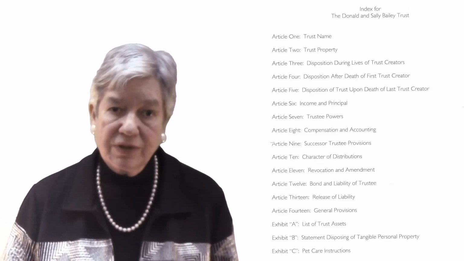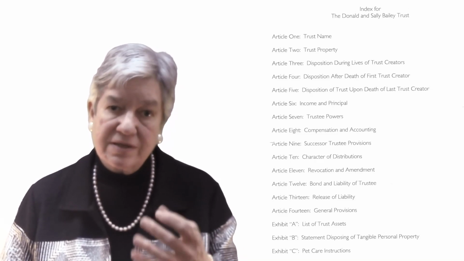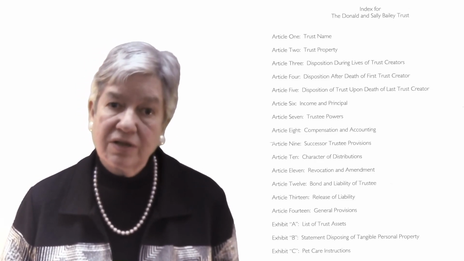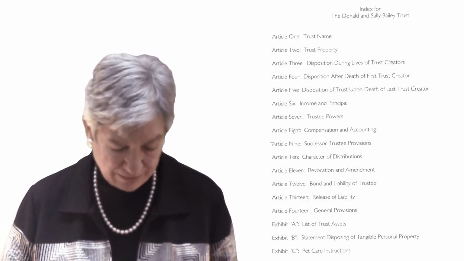Article 11 says you can revoke or amend this trust whenever you want. This is a grantor trust or a revocable trust. You can put assets in, you can take assets out, you can change who's the trustee, you can change who the beneficiaries are. So it provides the standards for how that's done.